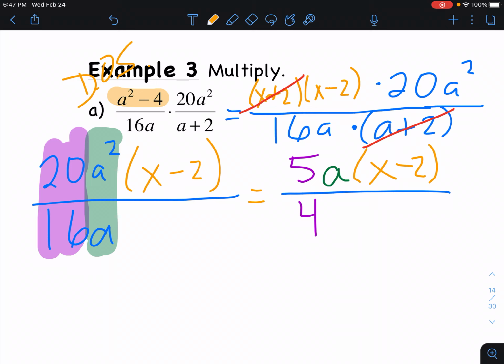So as you can see, it's just a bunch of factoring. And then the monomials, reduce them like a regular fraction. And then binomials, you're looking to eliminate them if they match one at the top with one at the bottom.